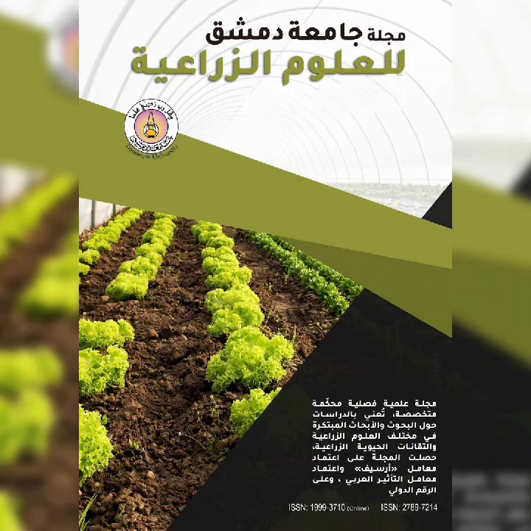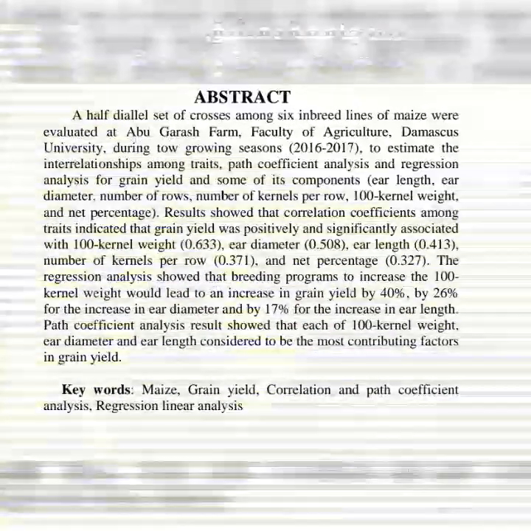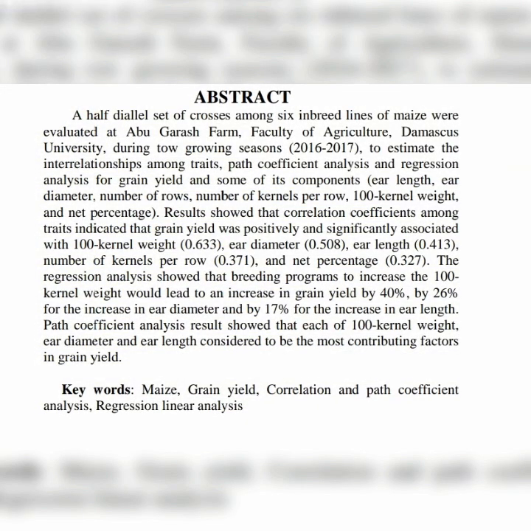Have you ever wondered what makes a corn crop truly productive? If you think it's just about planting more seeds, think again. Today, we're diving into the science of grain yield in corn, how traits like ear length, ear diameter, and kernel weight all work together to determine how much harvest you actually get.